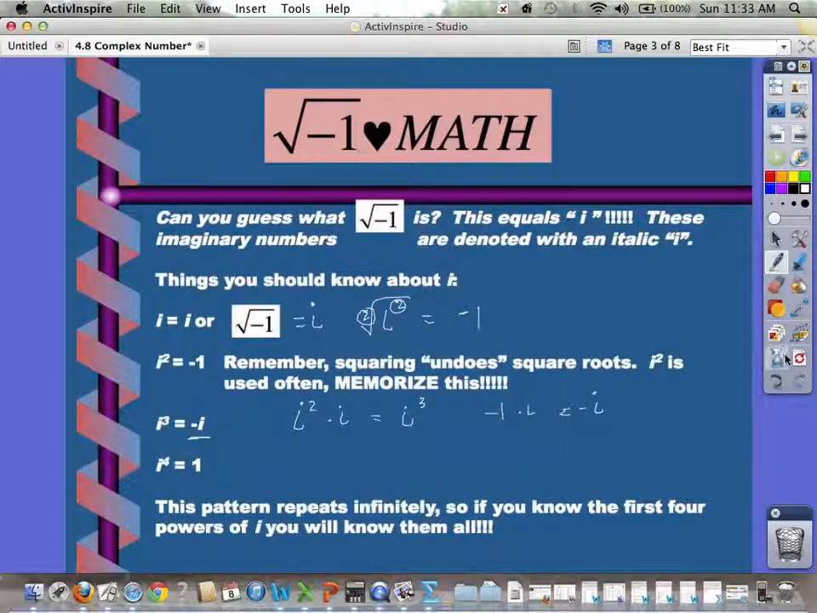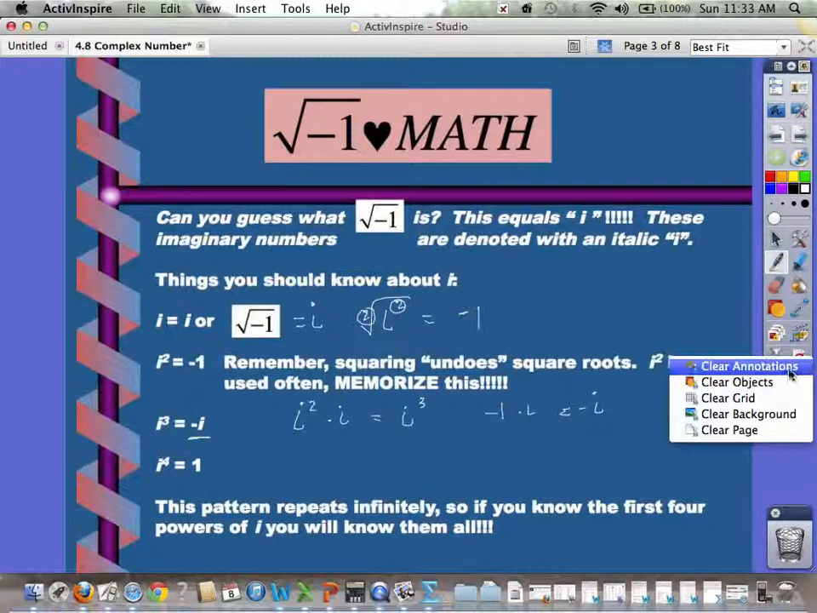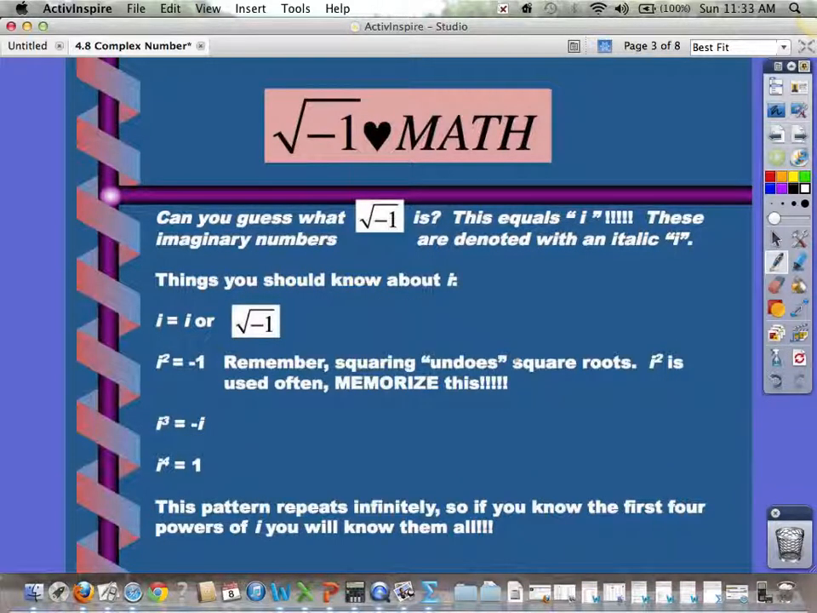So let me clear this off real quick. And so what you need to remember is these 4 patterns. Okay, it goes from i to the first power to i to the fourth power. Those patterns repeat, okay, infinitely. So if you know the first 4 powers of i, you'll know them all.